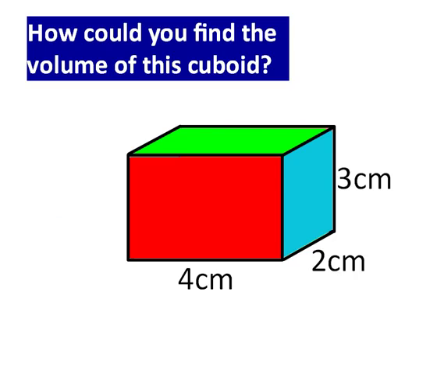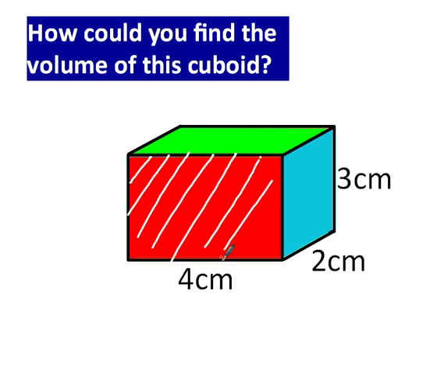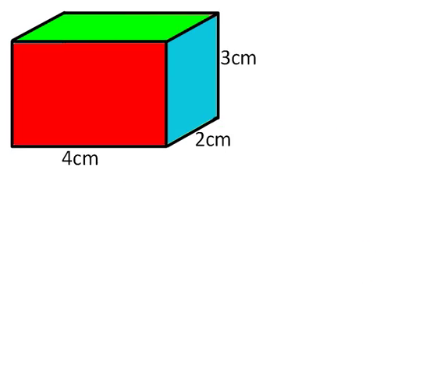Well, to find the volume of any prism, all you need to do is to find the area of the face at the front. So let's say that we're going to use this red face as the face at the front, and then multiply it by the depth of the object. So that's how far does the object go back. Okay, so if this is the face at the front, we find the area of this face and multiply it by the depth. Well, let's take an example here then.